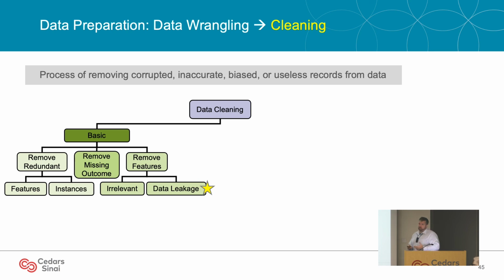Remove missing outcome. If you're doing classification and you have a data point that's just missing their outcome value, for your needs, it's garbage. You don't need it, throw it out. You can remove it. Remove features that are irrelevant. If you know a feature shouldn't be there, right, just get rid of it. Don't make it harder for the machine learning. And then also remove features that might be involved in data leakage.